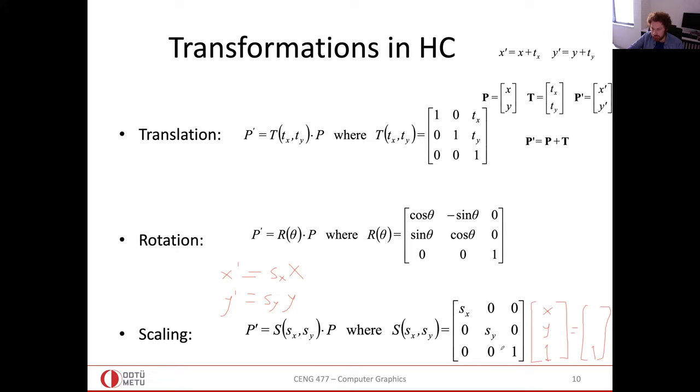Just verify 0x, 0y, 1 by 1, 1. And here I get S_X times X because this hits this. And this 0 is also very important because I need to disable the effect of this homogeneous coordinate in my scaling output. So I have all my essential transformations I have mentioned in the very beginning: my translation, my rotation, my scaling. I can use their combinations to get skewing, shearing, reflections, anything.